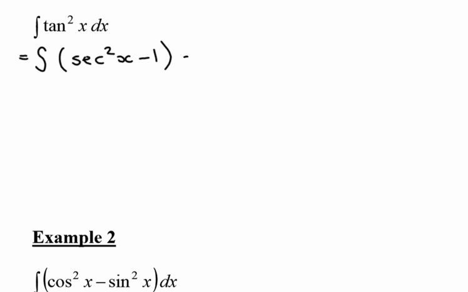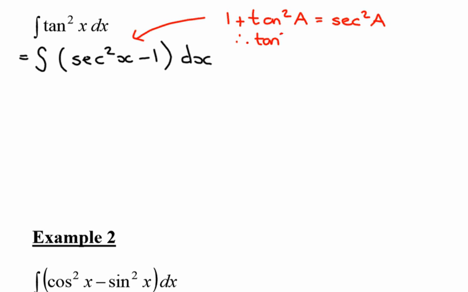Take note of your notation. Don't forget your dx, don't forget your brackets. Now the reason why I could do that, and let's just make a note, is because of the identity that says 1 plus tan squared of an angle is equal to sec squared of an angle. Therefore, if I rearrange it, tan squared of an angle is equal to sec squared of an angle minus 1. So that's where we could rewrite it.